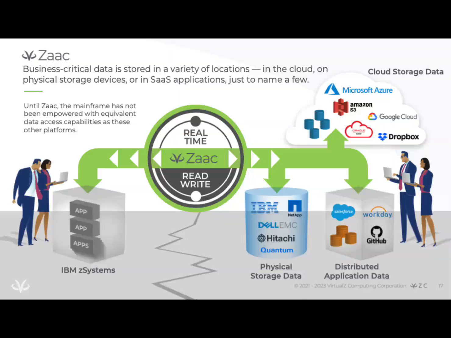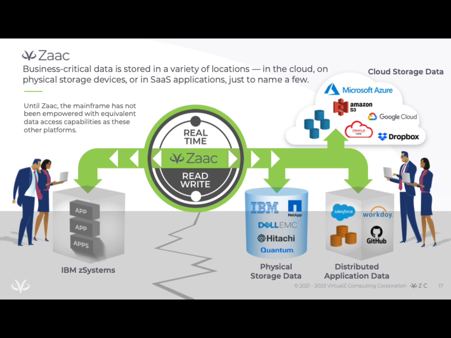Now, Zaac is a product that helps customers achieve data sharing, specifically between applications running on IBM mainframes, running the z/OS operating system, and various cloud data sources. And in today's world, data exists everywhere. It could be in Azure cloud, it could be in the Amazon cloud, it could be in Google, Dropbox, any number of places. Zaac is software that allows any application on the mainframe to access any of those data sources as though they were just more local data.